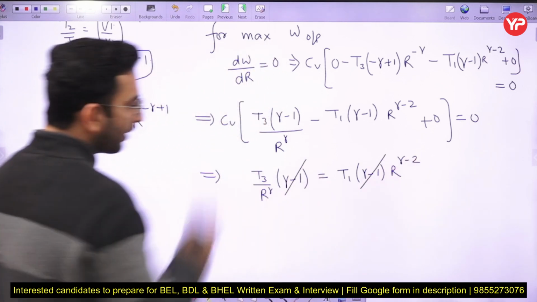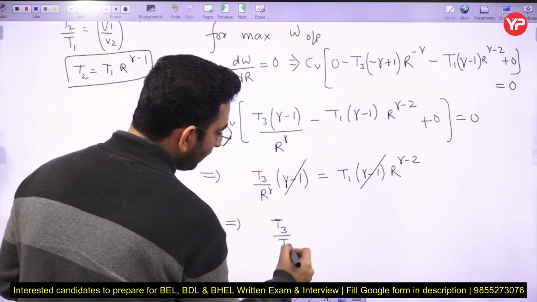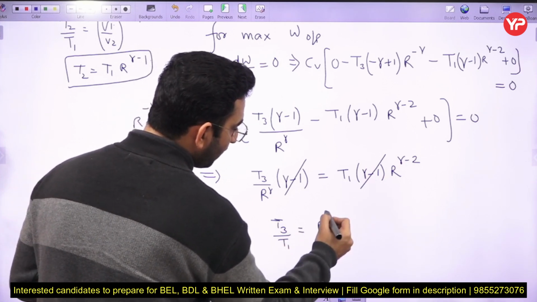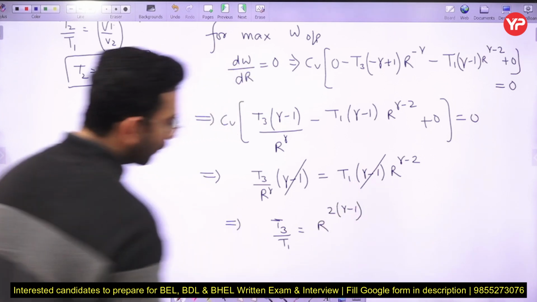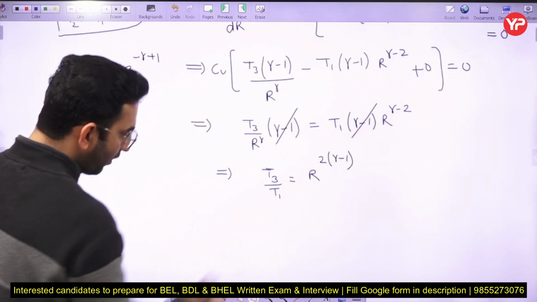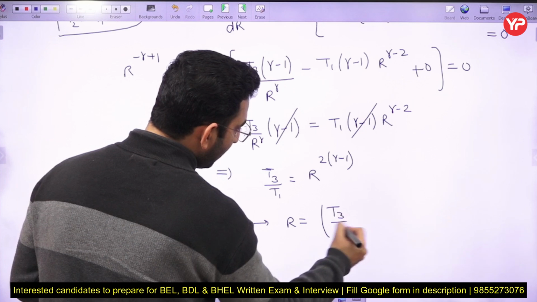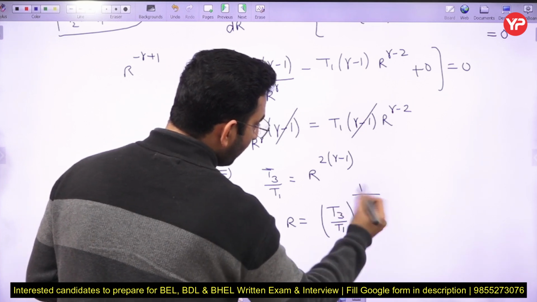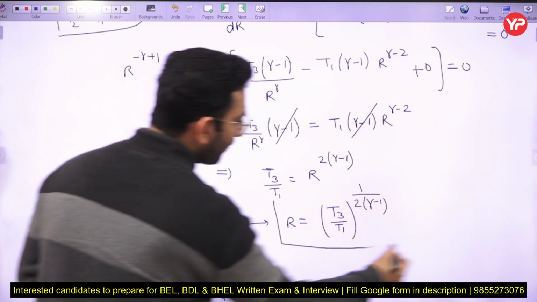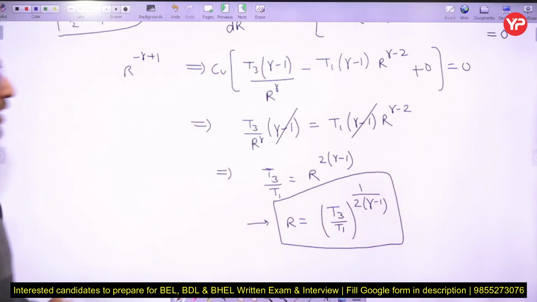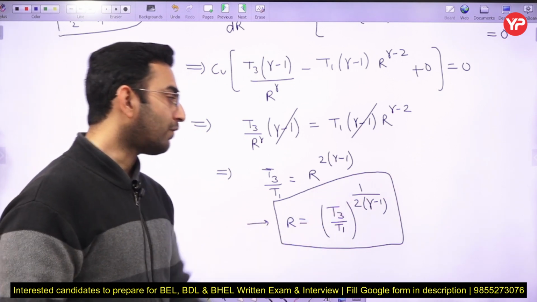Just simply cancel out this term and you will find T3 by T1 is going to be equal to R to the power 2 gamma minus 1. So we can say the value of R is coming out to be T3 by T1 to the power 1 divided by 2 gamma minus 1. This will be the final value of the compression ratio corresponding to the maximum work output. R equal to T3 by T1 to the power 1 upon 2 gamma minus 1.